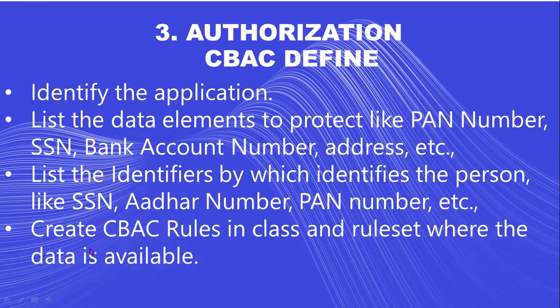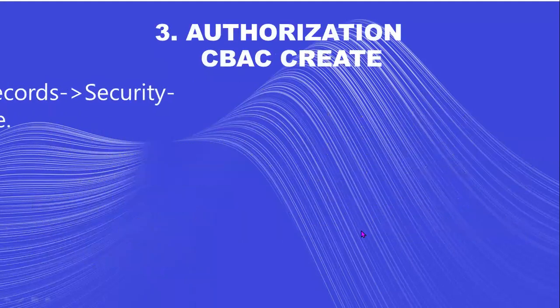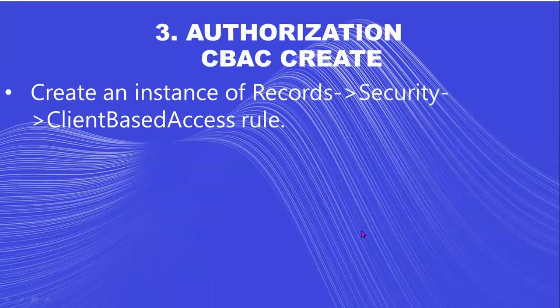And then we need to create the CBAC rules in the class and rule set where the data is available. So we need to identify the class in which this information is available, and in that class only we can do this. Now we need to create that. To create these CBAC rules, we go to Records, Security, and then Client-Based Access rule.